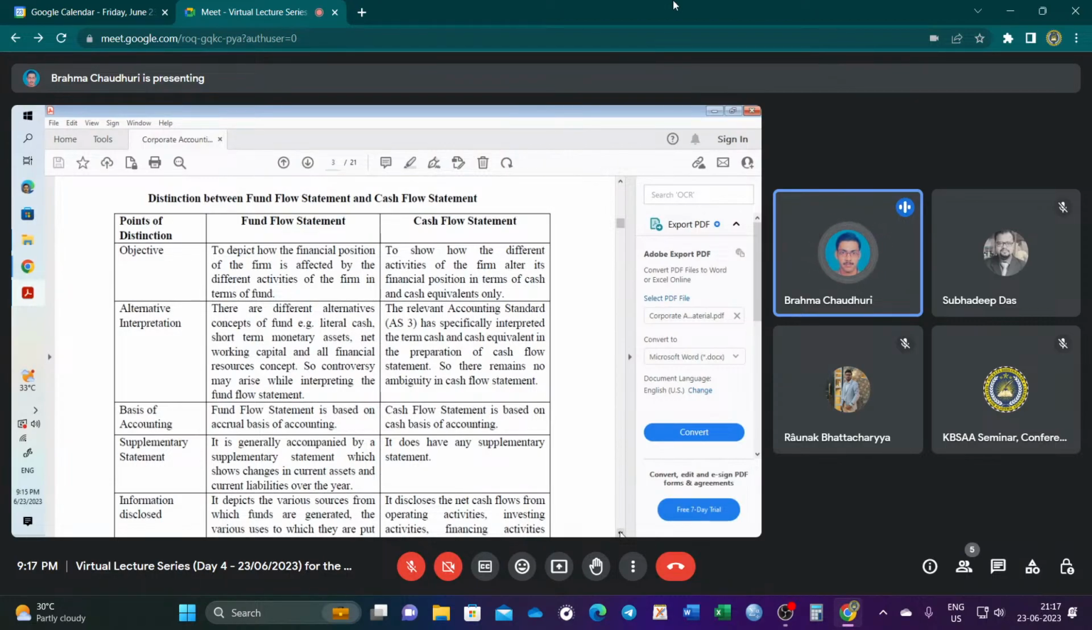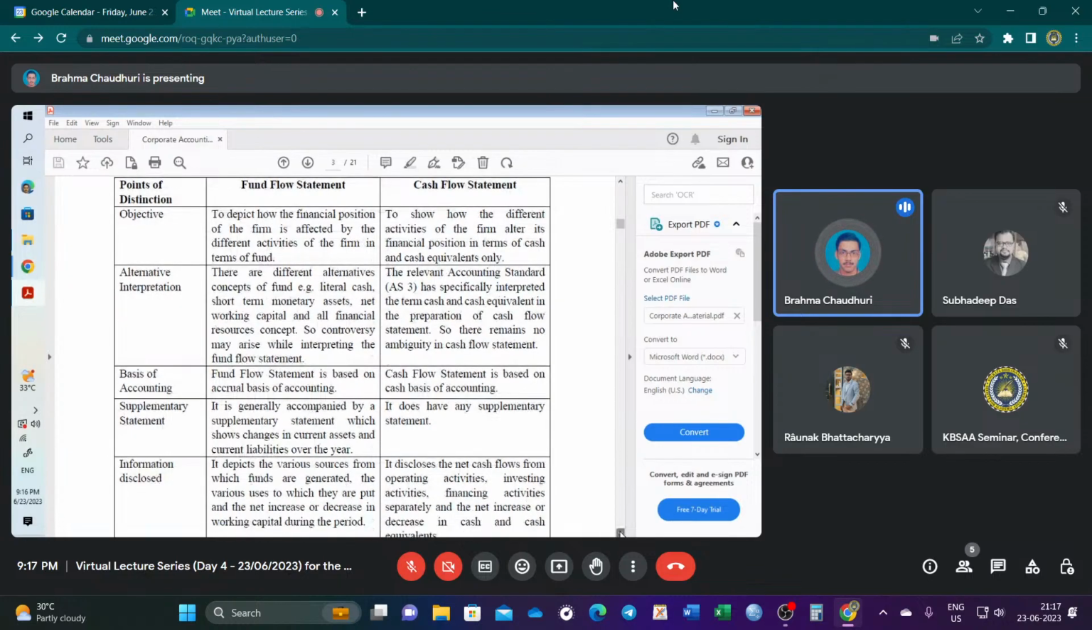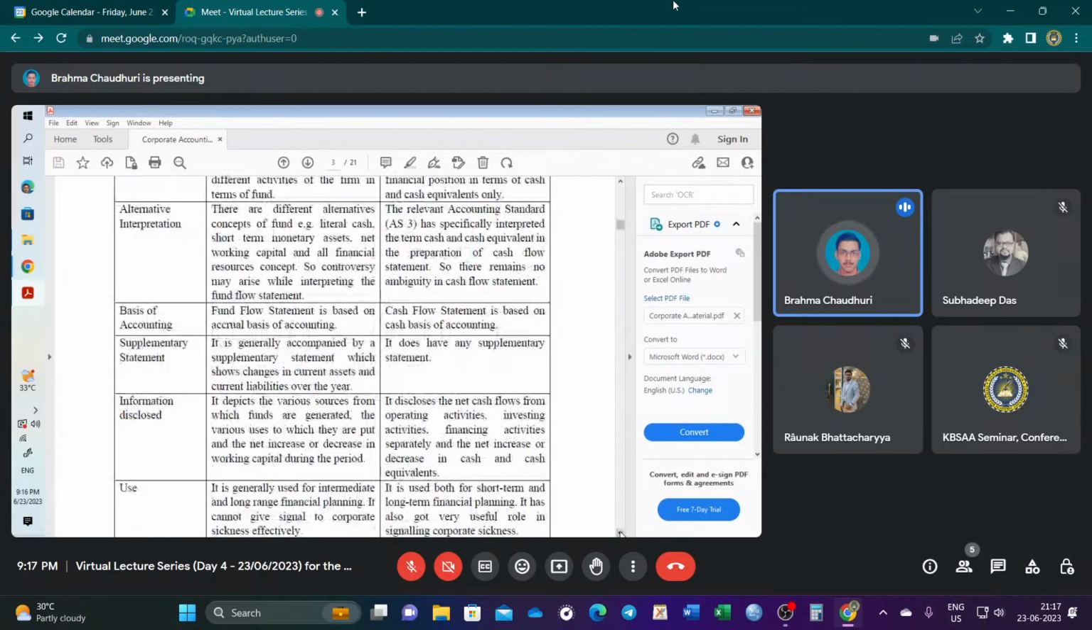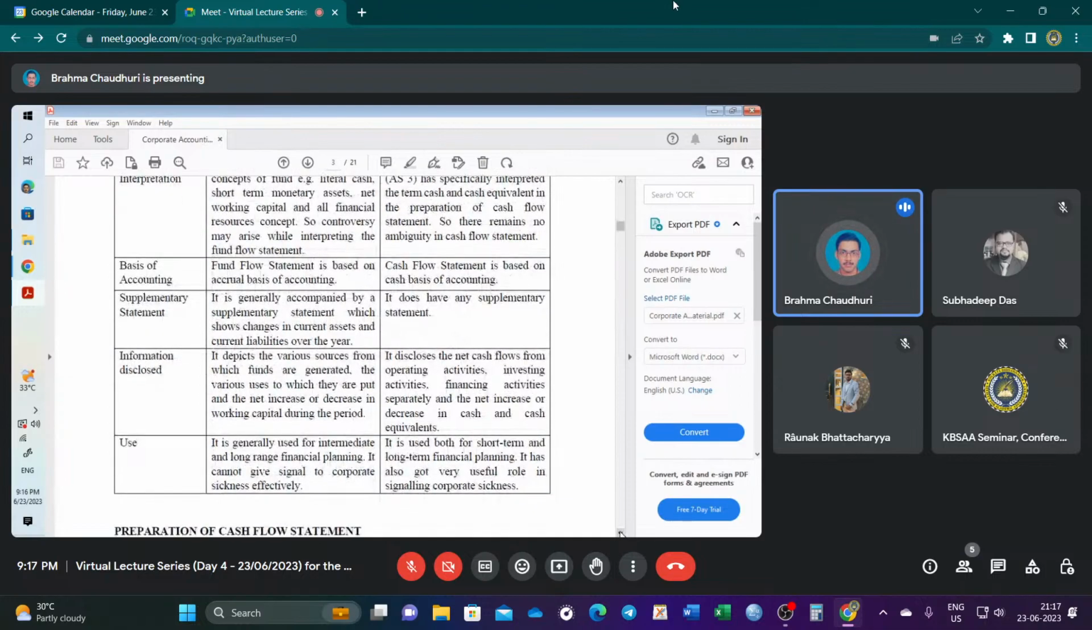What has been paid, what has been expended, what has been received, what revenue has been generated in terms of cash flow. That is the subject matter of cash flow statement. So it deals with the cash basis of accounting. In fund flow statement, there is a supplementary statement, known as the schedule of changes in working capital, which shows the changes in current assets and current liabilities of a particular year. But in case of cash flow statement, there is no supplementary statement.